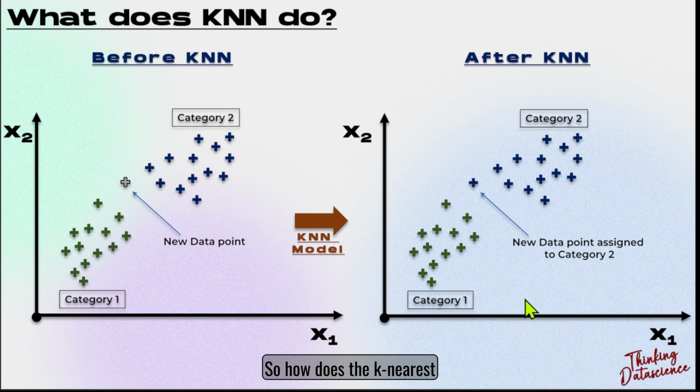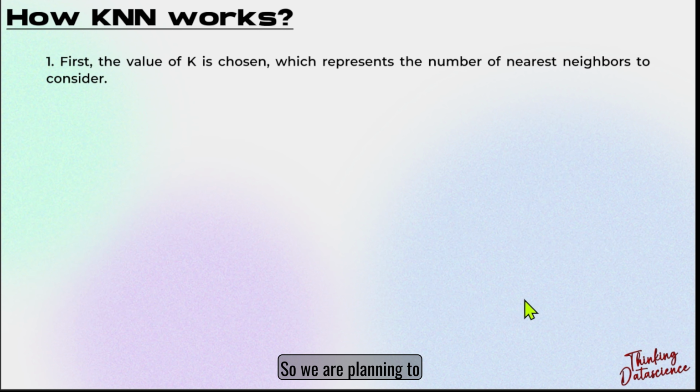So how does the K nearest neighbors algorithm work and how did it do that? So we are planning to create a step-by-step guide for the KNN algorithm. Once the guide is ready, we will manually perform the algorithm to test it. The algorithm is very simple and the first step is to select the number of neighbors in the algorithm. So we need to determine k is equal to 1, 2, 3, 4, 5 or a different number. The most commonly used default value is k is equal to 5.